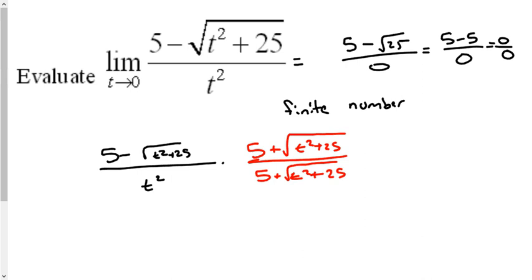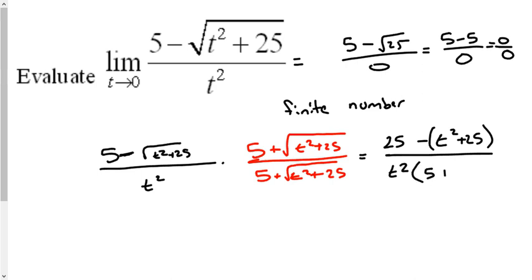And in doing so, our top is going to, you can FOIL this out, use the distributive property on that, or just know that whenever you're multiplying a difference of squares, we get the first term squared, and then the square of the square root of t squared plus 25 just gives us t squared plus 25. But remember, that's going to be a minus that whole quantity, over t squared times 5 plus root t squared plus 25. Now, it doesn't seem like we've done a whole lot, but just wait.